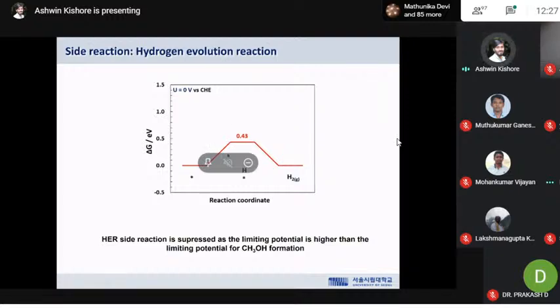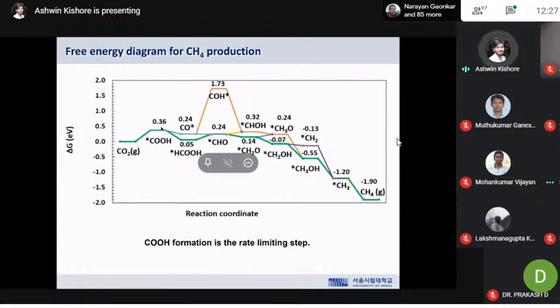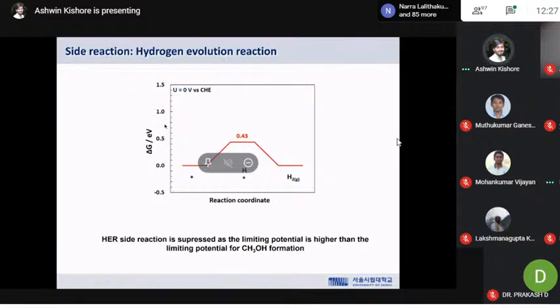So we calculated the Gibbs free energy of producing hydrogen gas. The limiting potential is 0.43 electron volt here, whereas the limiting potential of forming COOH is 0.36. That means in this catalyst, the HER side reaction is suppressed because of this limiting potential, and this material always prefers CO2 reduction over the hydrogen evolution reaction.